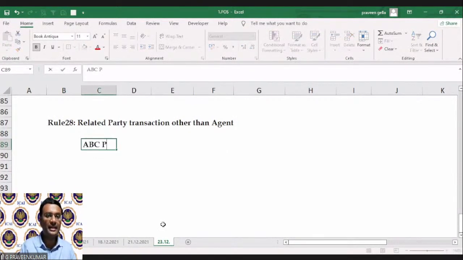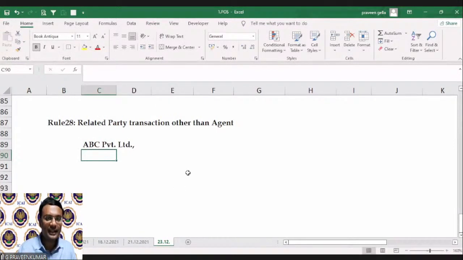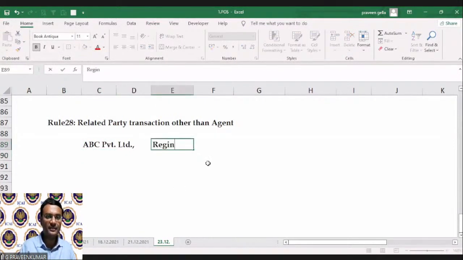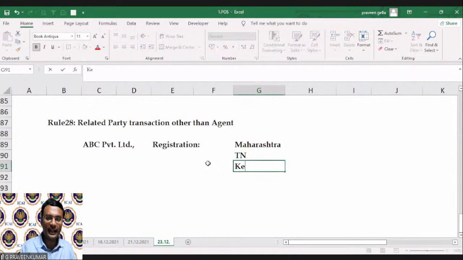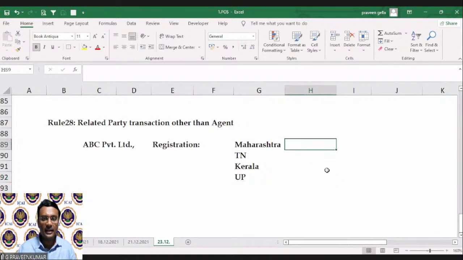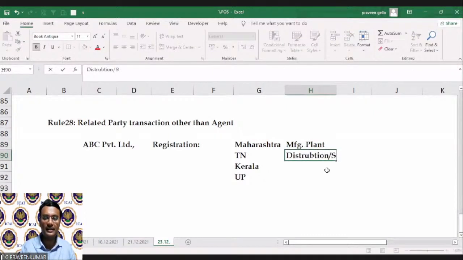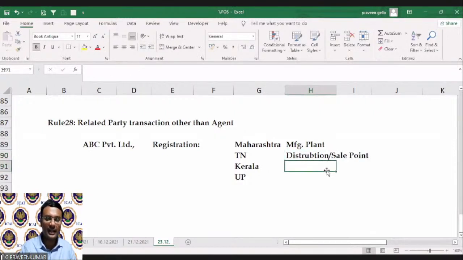So there is an entity called ABC Private Limited. This entity has got registration at Maharashtra, Tamil Nadu, then Kerala, and say Uttar Pradesh. Maharashtra is a manufacturing plant. Tamil Nadu is a distribution or sale point. Kerala, let's say it's again a manufacturing point. UP, let us assume it's a distribution point.